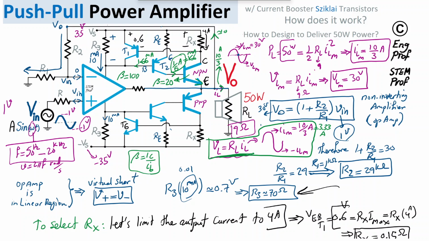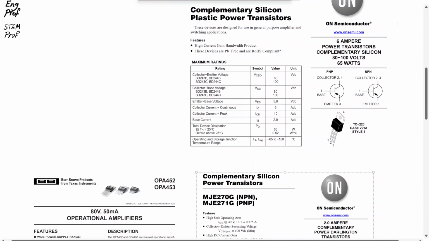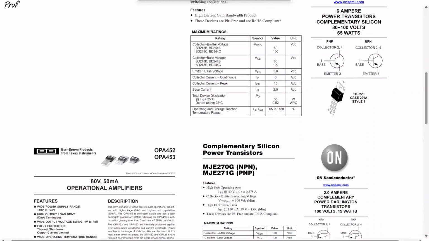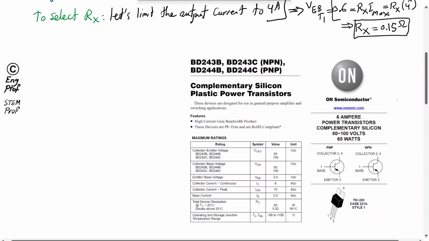If the output goes to the absolute highest, 35 volt, then we have worst case 70 volt across this guy. So we better select a transistor that can easily handle a collector-emitter or emitter-collector voltage of more than 70, and this guy can do that. The current is also good enough for us because it says 6 amp and we need less than 4 amp. So that's about the power transistor in this circuit, in the Sziklai pair.